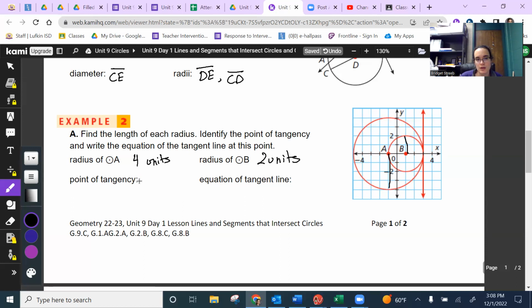Point of tangency, it's where the circle and the tangent line intersect, which is right here at 3, 0. Because we went 3 from the origin to the right and then stayed put on the x-axis. Then we want the equation of the tangent line. So the tangent line is this line. It's a vertical line, which means the slope is undefined, which means we cannot use y equals. This is an x equals, and x equals 3.